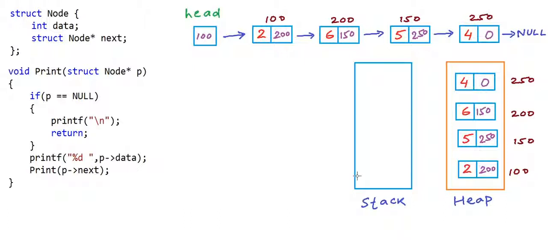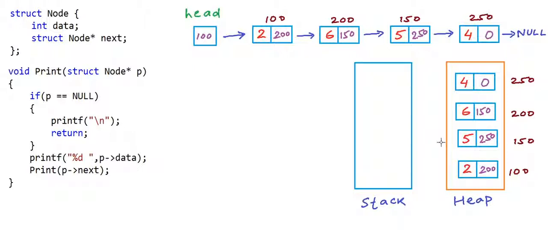All the details of function call execution and the local variables are stored in the stack section of the memory, and any memory that is allocated using the malloc function or the new operator in C++ goes into the heap section. The memory for the nodes in a linked list is allocated from the heap, so that's why these 4 nodes in our example are sitting in the heap. If you want to know in detail about stack and heap, check the description of this video for a lesson on dynamic memory allocation.